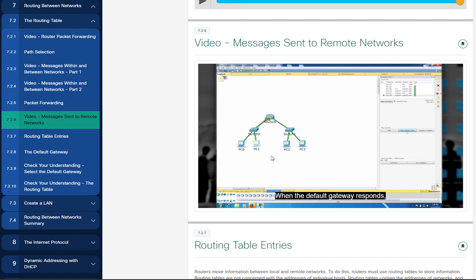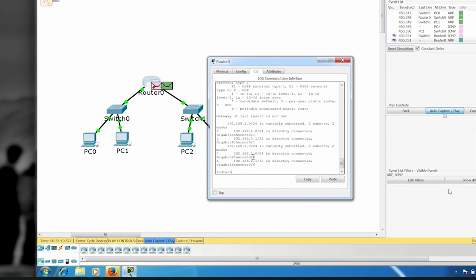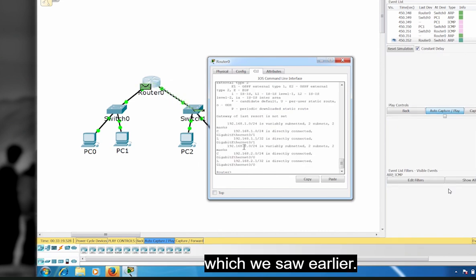When the default gateway responds, the ping packet will then be sent to the router. When it gets to the router, it will send the packet to the correct network. It will look in its routing table, which we saw earlier.